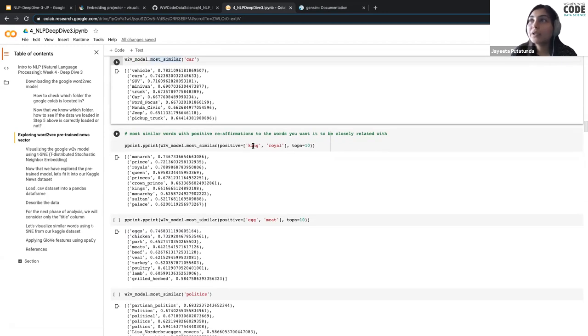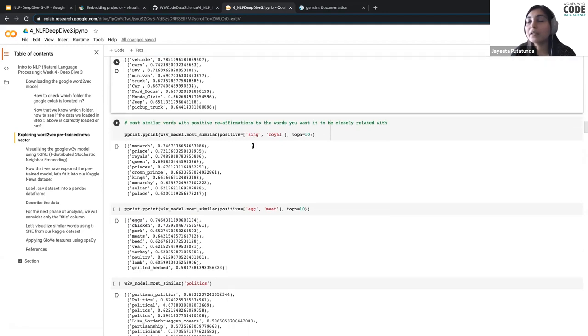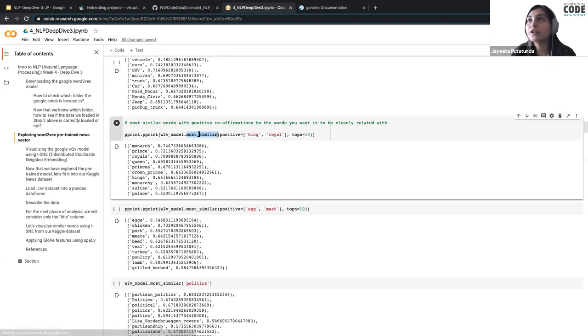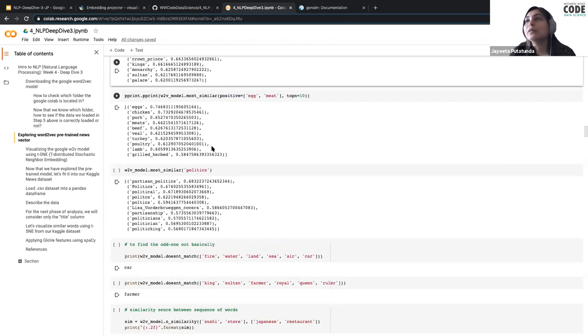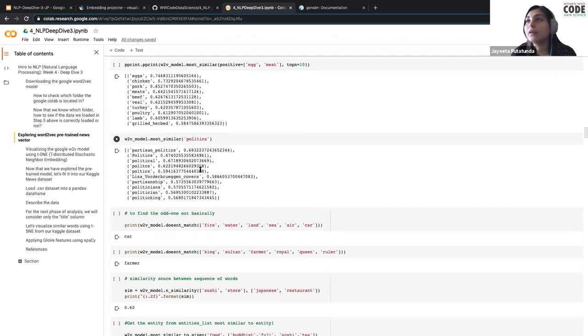You can play around with any word that you might have and see how it changes. So here I'm trying to look at most similar, and the positive words here are king and royal. You would see that monarch, royals, queen, princess, king, monarchy, sultan, everything came up, which all represents the same idea of royalty. So you can run through some of these other examples I tested and explore it more.